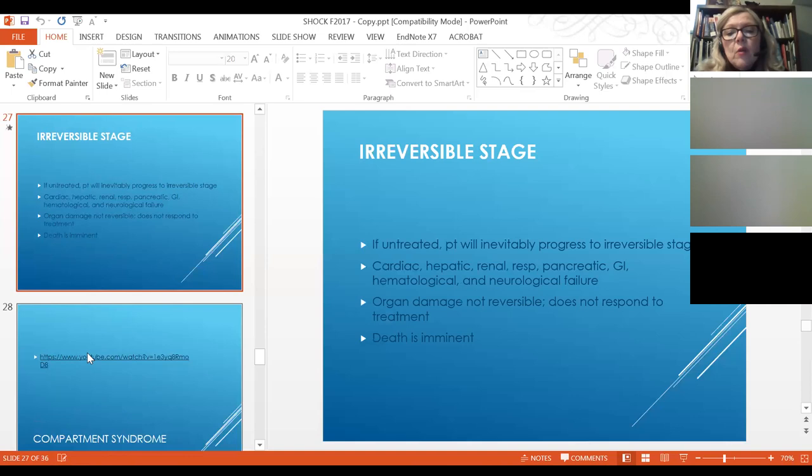So cardiac, hepatic, renal, respiratory, pancreatic. Of course you're going to see sugars elevated because the pancreas is so hypoperfused that it's not able to liberate any insulin from the islets of Langerhans. You're going to have hematological dysfunction. As I mentioned, the patient will experience DIC and neurological failure. The organ damage is now irreversible and death is imminent.